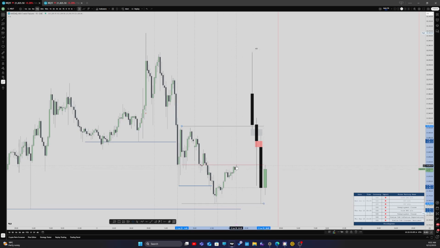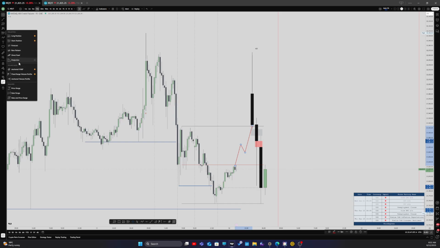So we will either see continuation from here, or we see price coming up into this high here and then going back down, or we could see even price displacing through this, creating new structure and going back up into this area. Right.